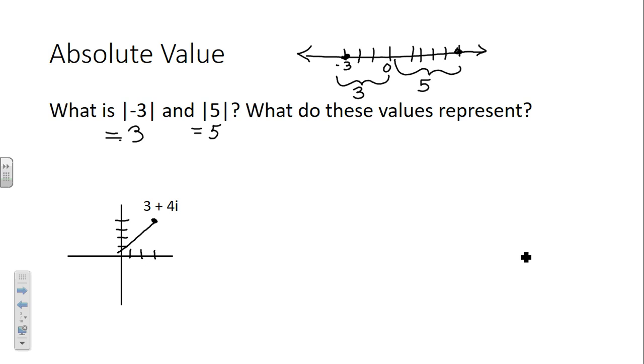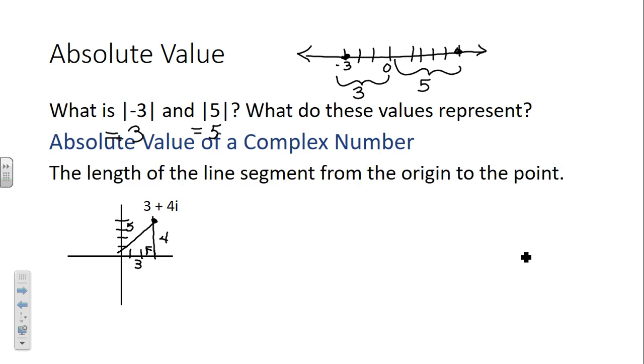Well, we're going to make a triangle. Yeah, make a triangle. We've got a right triangle here. It's a 3, 4, 5 triangle. Okay, so the absolute value of a complex number is going to be the length of the line segment from the origin to the point. And we simply use Pythagorean theorem, don't we? Okay. So let's find the absolute value of negative 5 plus 2i.